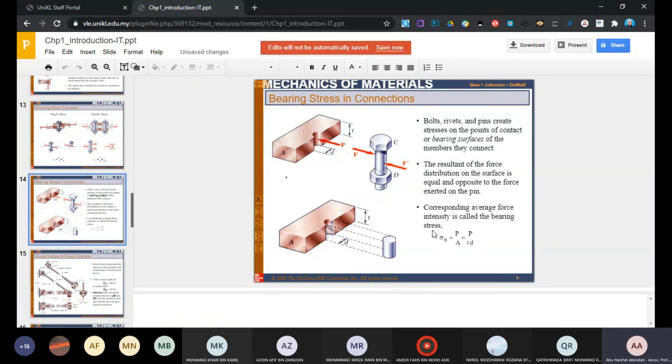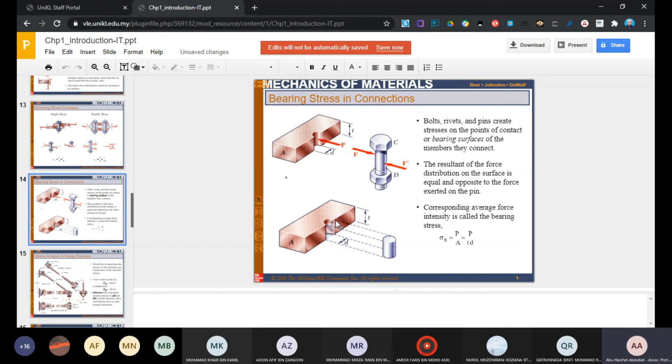The bearing stress is again compared with the material. The material gives you the value of allowable bearing stress. If the bearing stress of the material is lower than the bearing stress that you calculate from this analysis, from this design, then you have a problem of failing in terms of bearing stress. We want to prevent that from happening. So that is bearing, very simple.